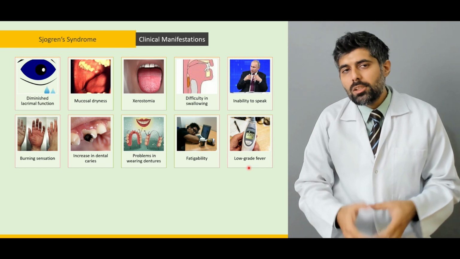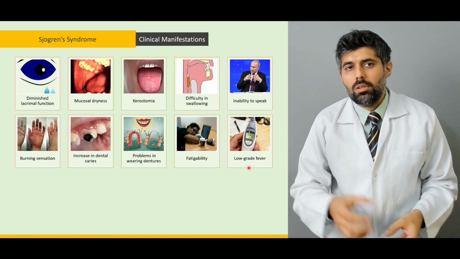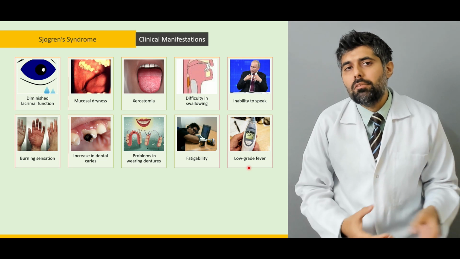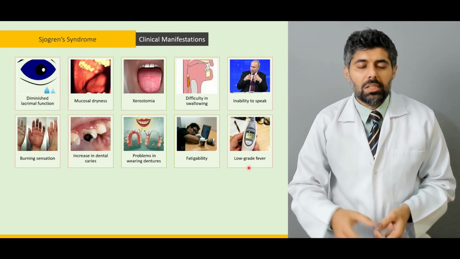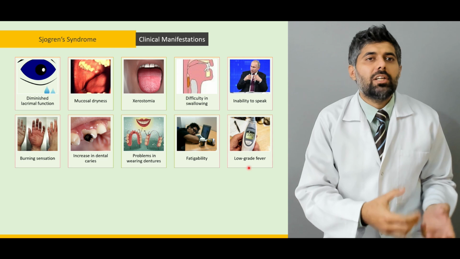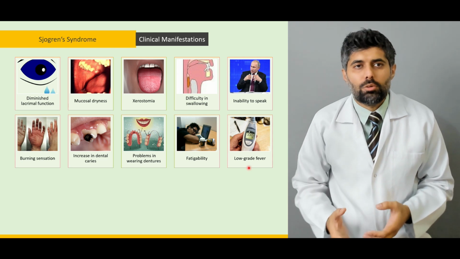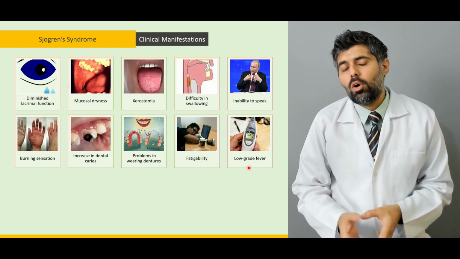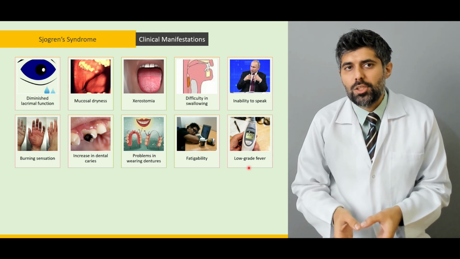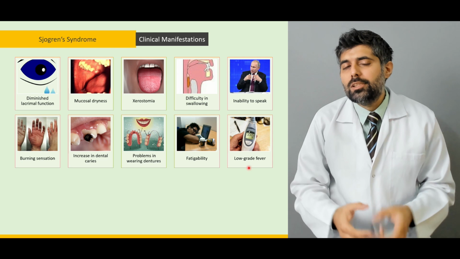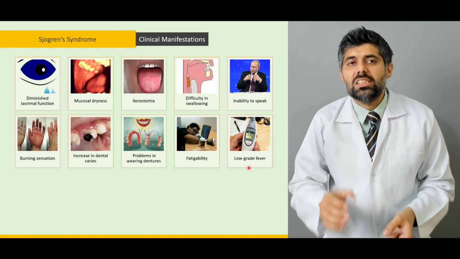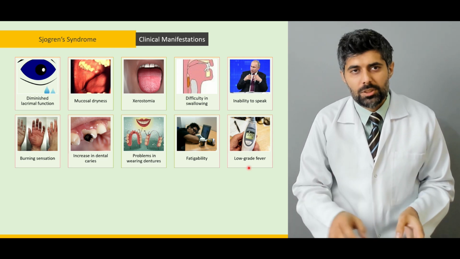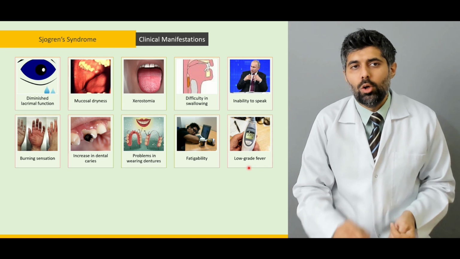Now, because it's an autoimmune disorder and because there's hyperreactivity of the B lymphocytes, this can also result in increased production of certain interleukins such as interleukin 6 and 18, and these can cause fever in the patients. And this fever is usually of low grade persistent type. It is persistent, steady, and low grade.